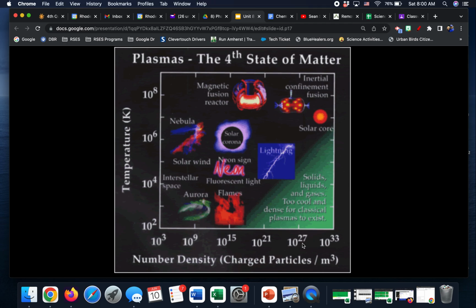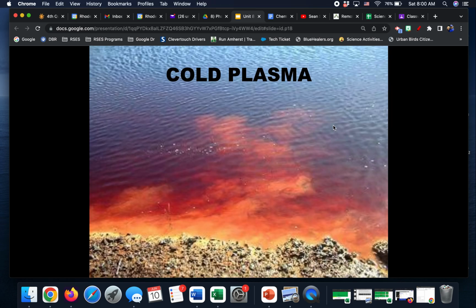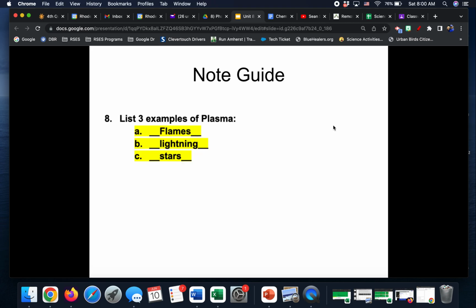You can pause and read through this to look for some other ones. Another one you'd see on Earth would be neon signs. And the way this picture works is the higher you go up, the higher the temperature. And the further to the right, the more packed the particles are. So like stars and fusion and sun. There is something called cold plasma. We're not going to get into it. It might be confusing. Just be aware it exists. Go ahead and put this in your notes. Press pause, and then you are done.